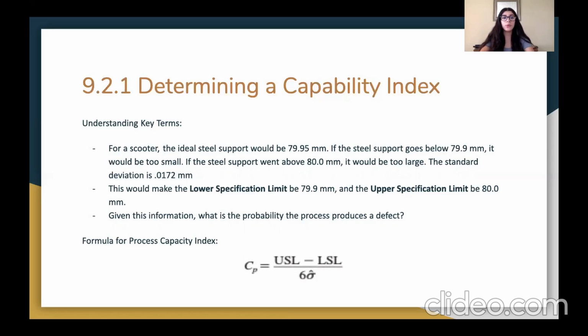To figure this out, we would first need to know the formula for the process capacity index. This would be USL minus LSL over 6 times the standard deviation. So for this example, it would be 80 minus 79.9 over 6 times 0.0172.